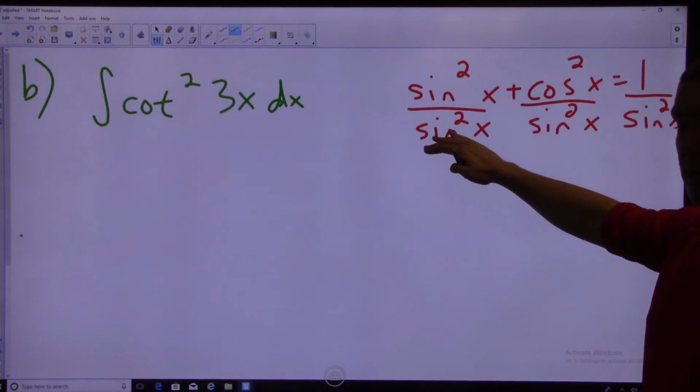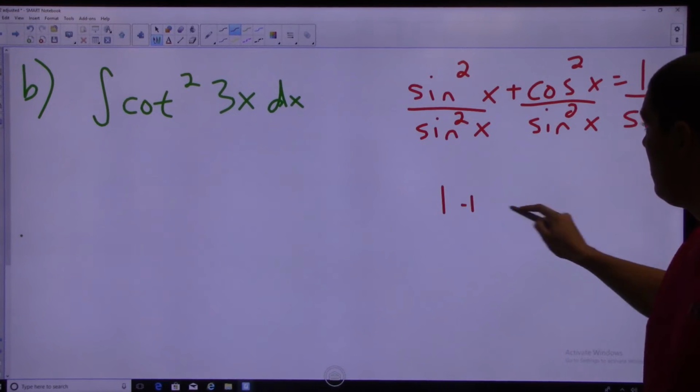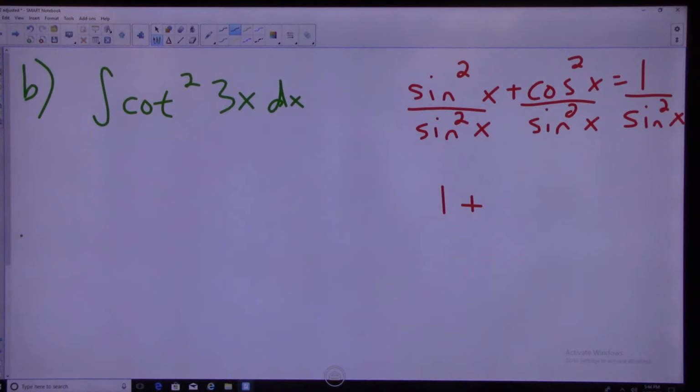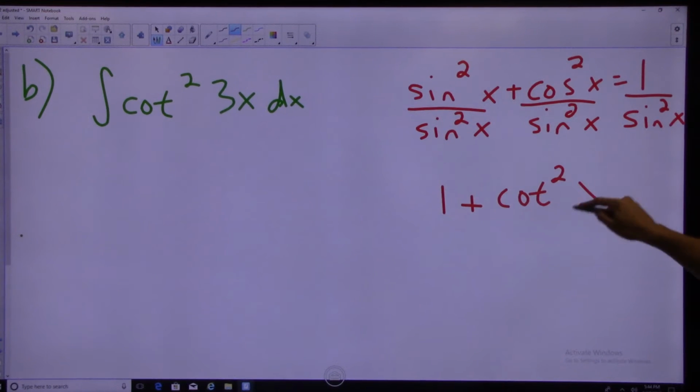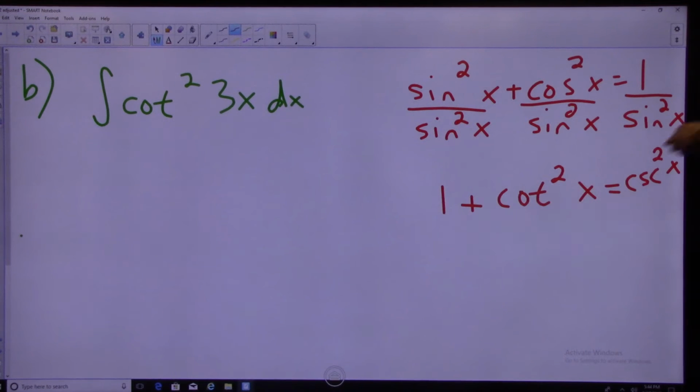So what is sine squared divided by sine squared? The answer is 1. What's cosine squared divided by sine squared? Well, that's the same thing as cotangent squared, hopefully. You guys understand that. So it's going to be cotangent squared of x. And that's equal to 1 over sine squared, which is cosecant squared x. Remember, the reciprocal of sine is cosecant. Okay, so hopefully that rings a bell, this next identity.